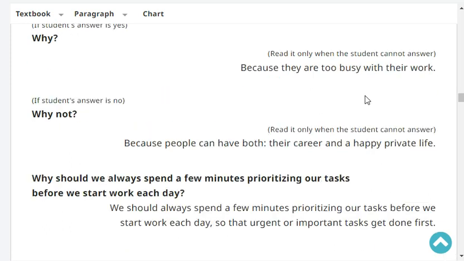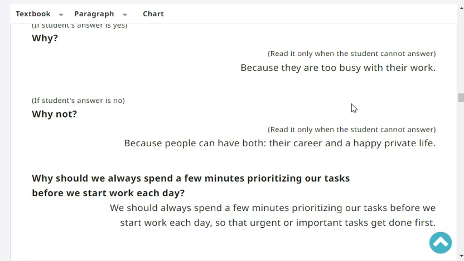Because such people are likely to focus on their work, and on the other hand, they are likely to lose that opportunity to communicate with family and friends. Very good.